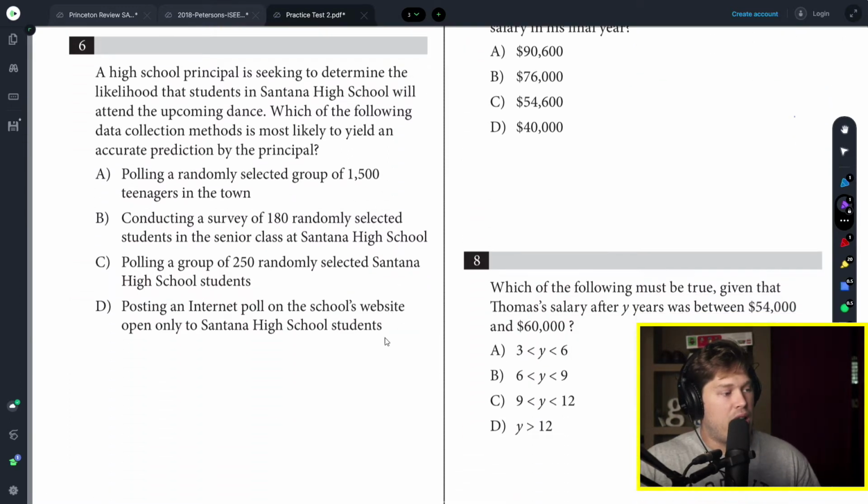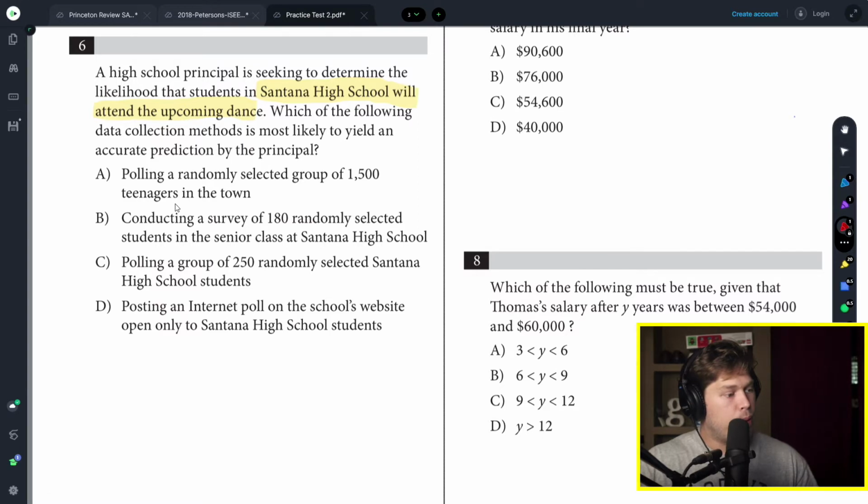Number 6, a high school principal is seeking to determine the likelihood that students in Santana High School will attend the upcoming dance. Which of the following data collection methods is most likely to yield an accurate prediction by the principal? Okay, so what does the principal need to do before we even get to our answer choices? The principal is looking to figure out how many students at the high school will attend the dance. So the principal needs an accurate pool of data, so he needs to ask as many students at the high school as possible. Okay, so with that, let's read our answer choices.